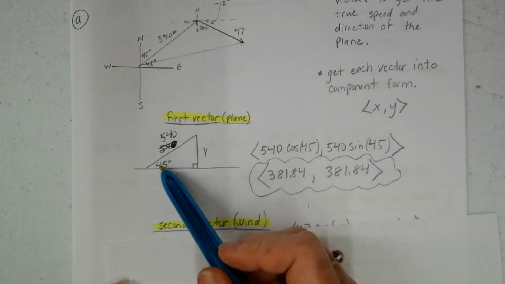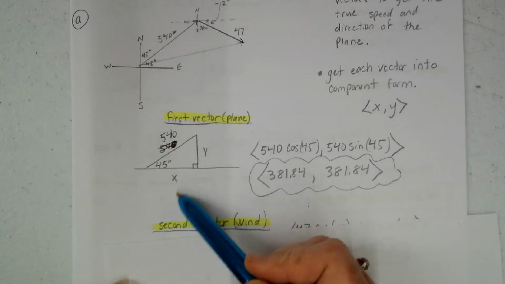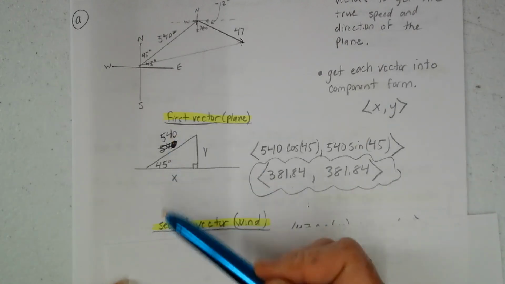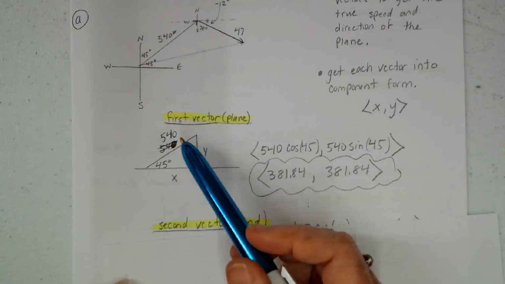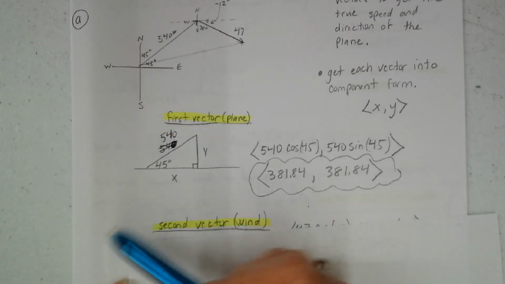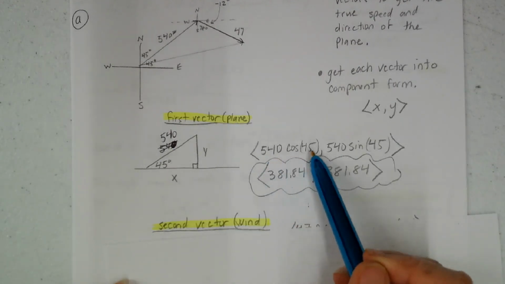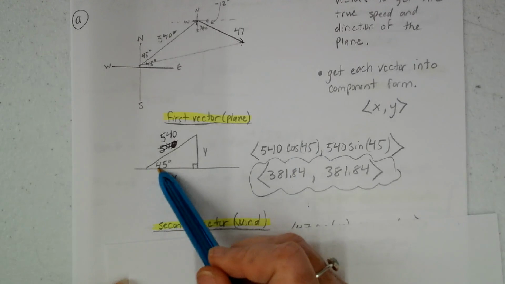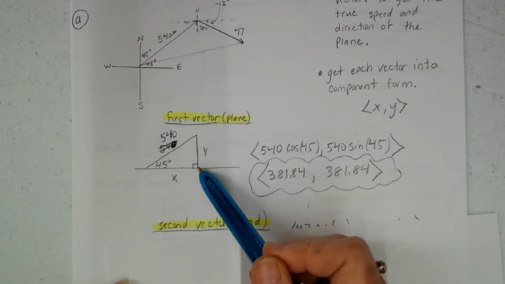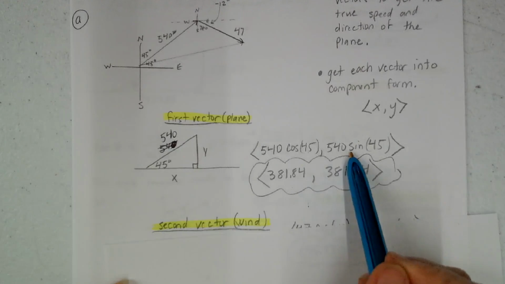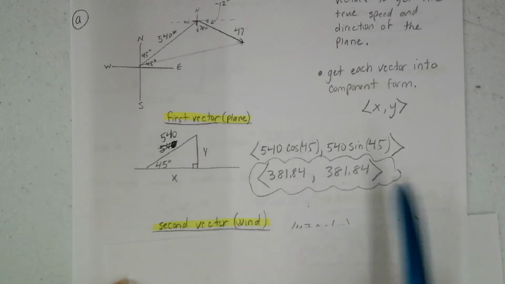So I can just use my SOHCAHTOA. Cosine is adjacent over hypotenuse, so cosine of 45 is x over 540. If I multiply both sides by 540, I have 540 cosine 45. That's going to give me this side of the triangle, which is my x. And then do the same thing here, but use sine, and I get y. So that's called component form right there.